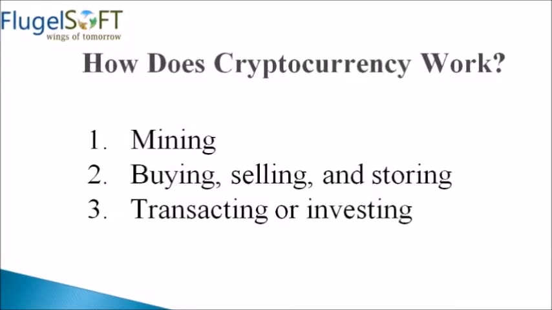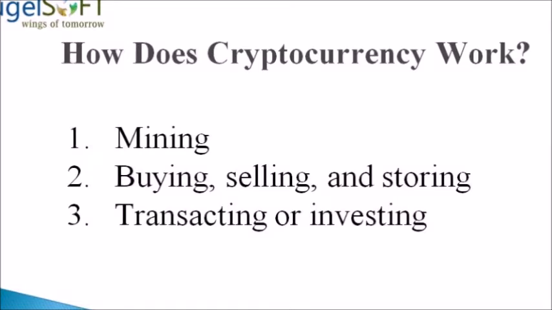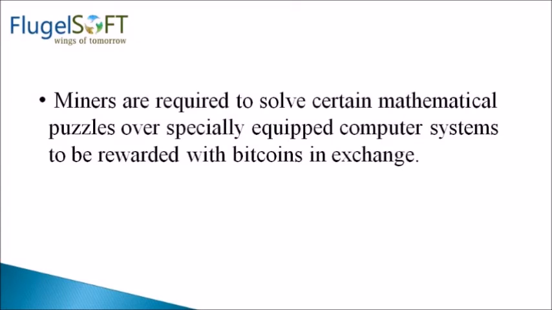So number one is mining. Cryptocurrencies, which are completely digital, are generated through a process called mining. This is a complex process. Basically, miners are required to solve certain mathematical puzzles over specially equipped computer systems to be rewarded with bitcoins in exchange. In an ideal world, it would take a person just 10 minutes to mine one bitcoin, but in reality, the process takes an estimated 30 days.